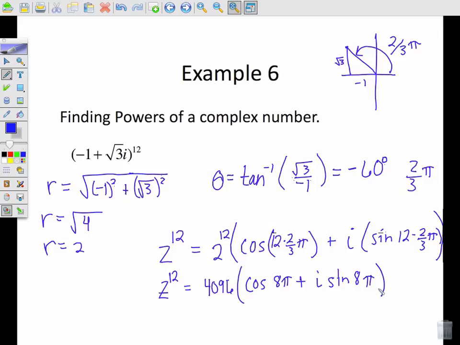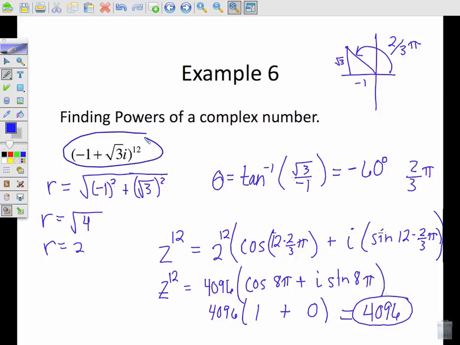Well, 8 pi is the same as 0 pi. So we've got 4,096 times cosine of 8 pi is 1, sine of 8 pi is 0. So my answer is 4,096. This is the complex number raised to the 12th power. That's what that is equal to. And that's how your formula works.